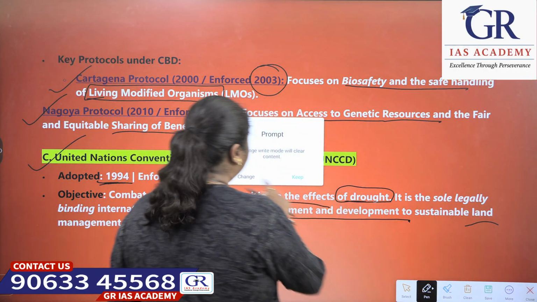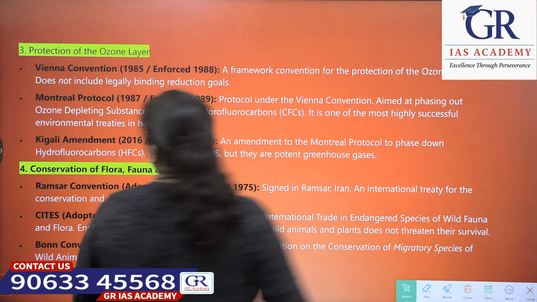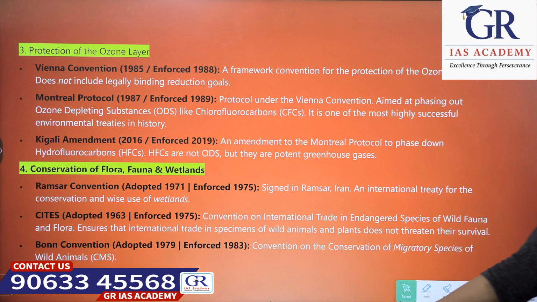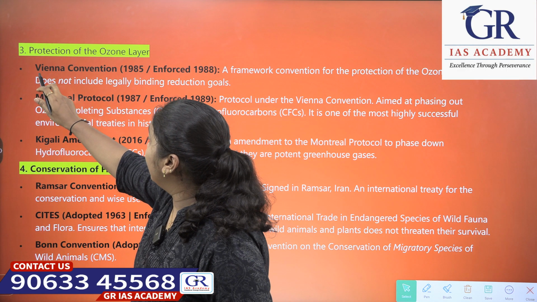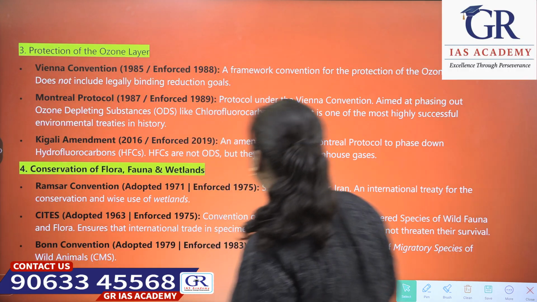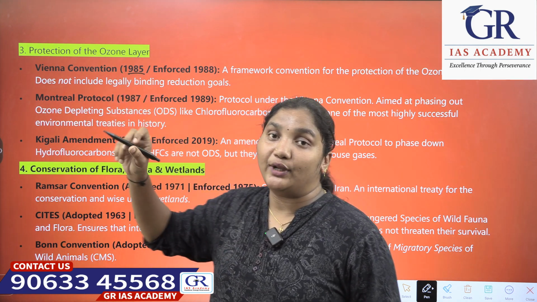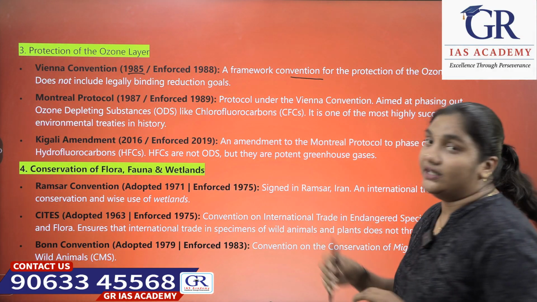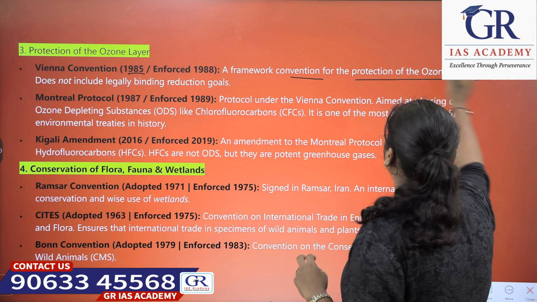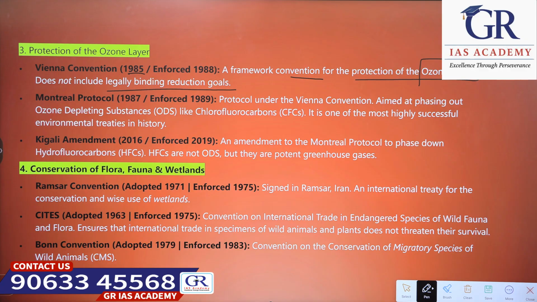Next, the protection of the ozone layer. Based on this, we have a few conventions. The first convention is the Vienna Convention, which was adopted in the year 1985 and came into enforcement in 1988. This is a framework convention for the protection of the ozone layer, which does not include any legally binding reduction goals.